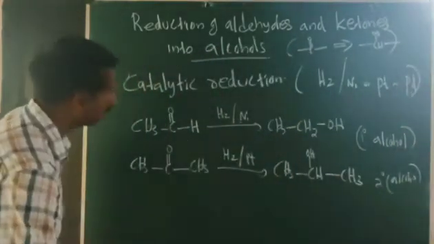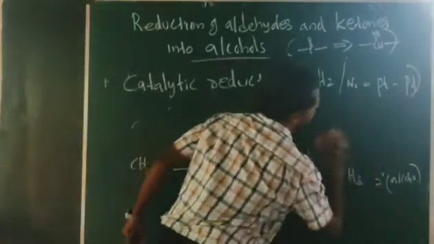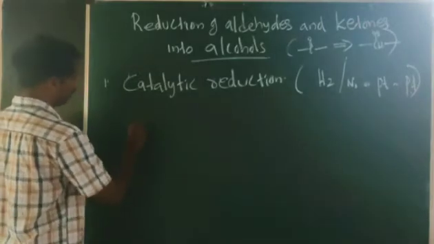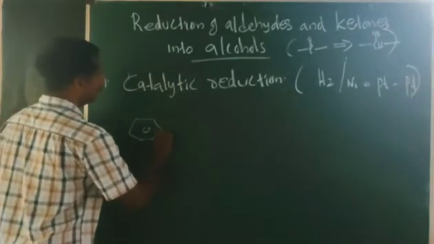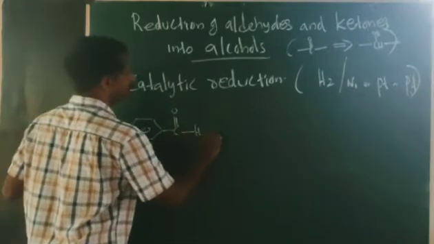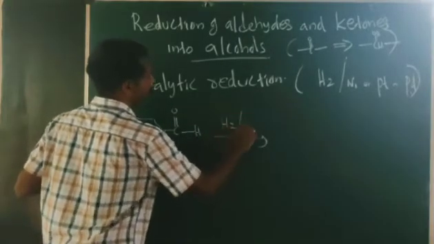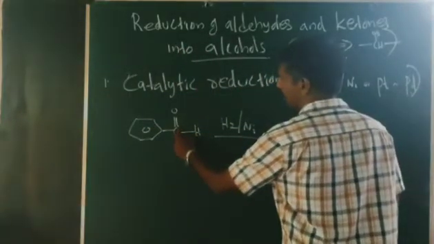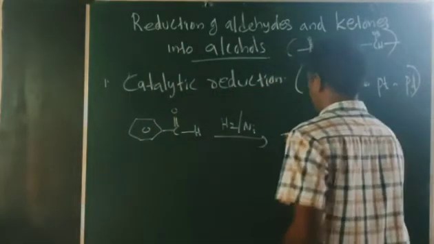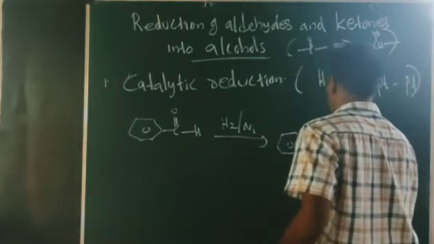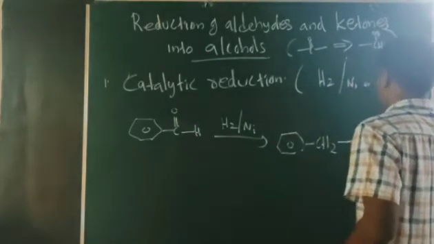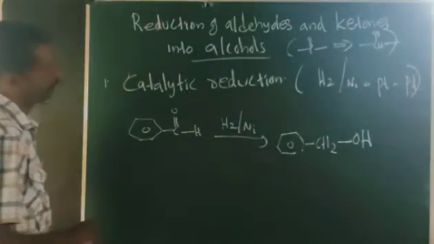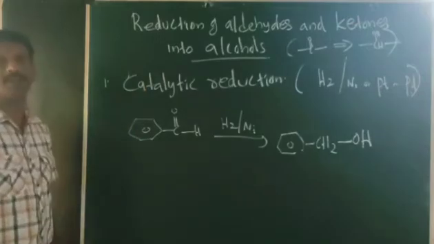If we take one more example, benzaldehyde, what do we get on reduction with hydrogen in presence of nickel? The CHO becomes CHOH, that means ring CH and H, so CH2OH. We get benzyl alcohol. So this is the first one, catalytic reduction.